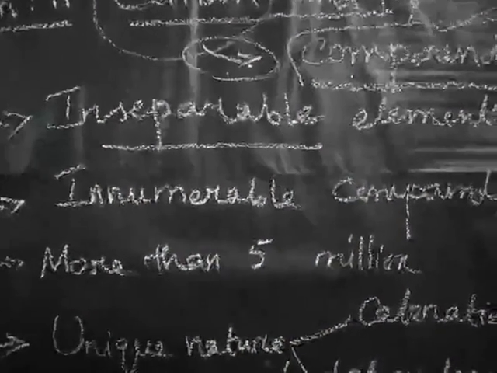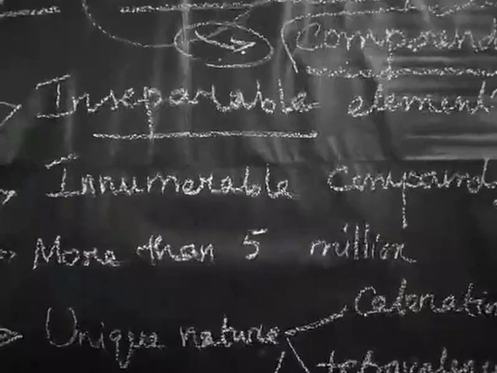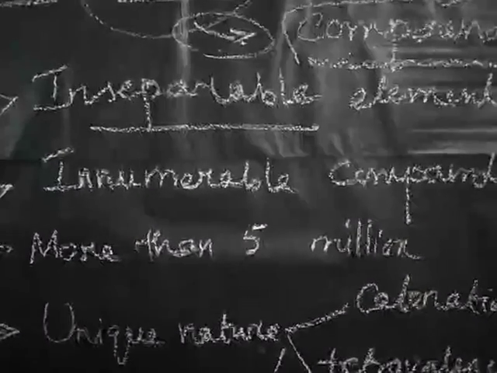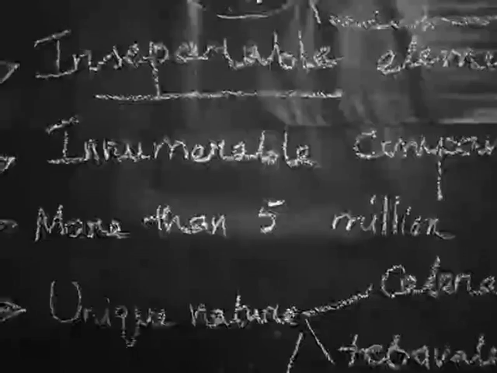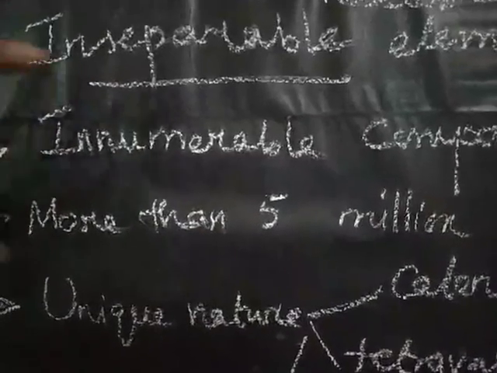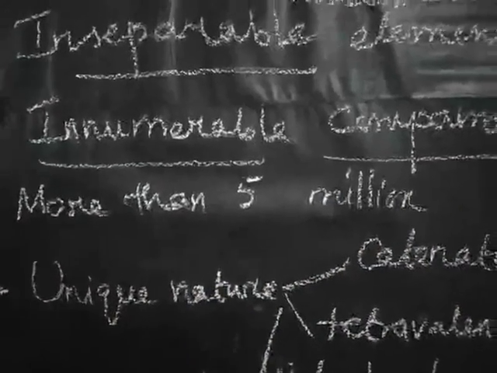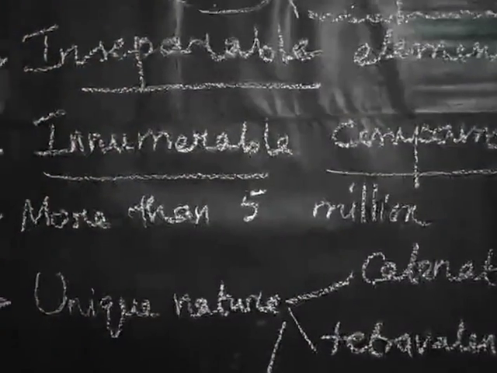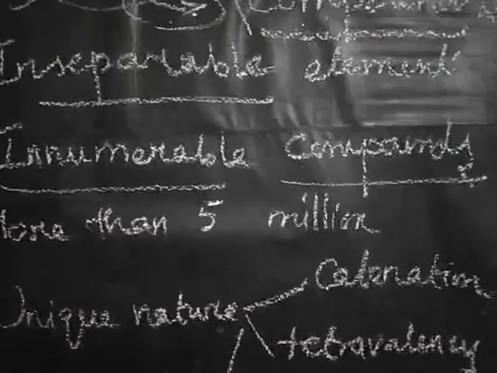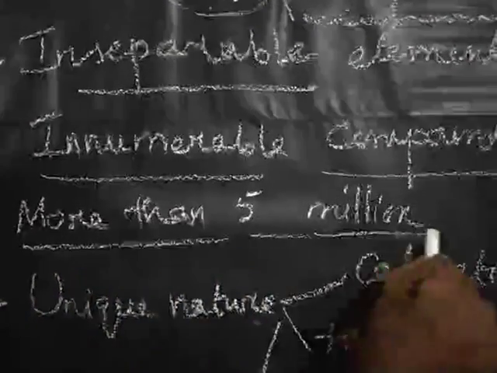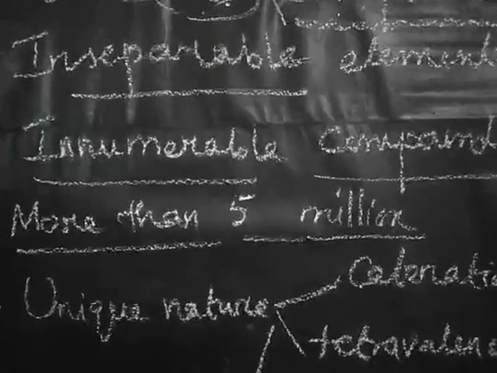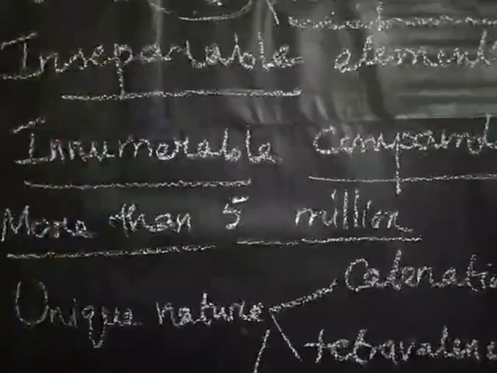In that compound, definitely carbon is present. The first feature is the inseparable element. Whatever the material may be, carbon is the basic, so we use the word inseparable element. The second one is innumerable compounds. A lot of compounds are formed with the help of the carbon atom, and we cannot count them. Approximately, we say more than 5 million compounds are formed based on the carbon atom.